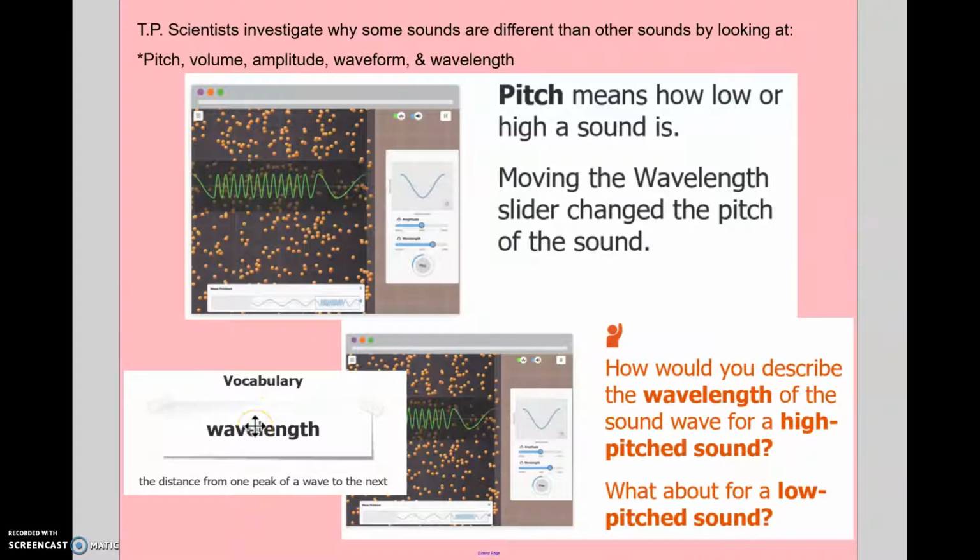Wavelength is the distance from one peak of a wave to the next. In other words, it's how close together they are. So we see that these waves are really close together, but these waves over here are really far apart. So we would call that the wavelength. When it was a high-pitched sound, they were close together. When it was a low-pitched sound, the wavelength was really far apart.